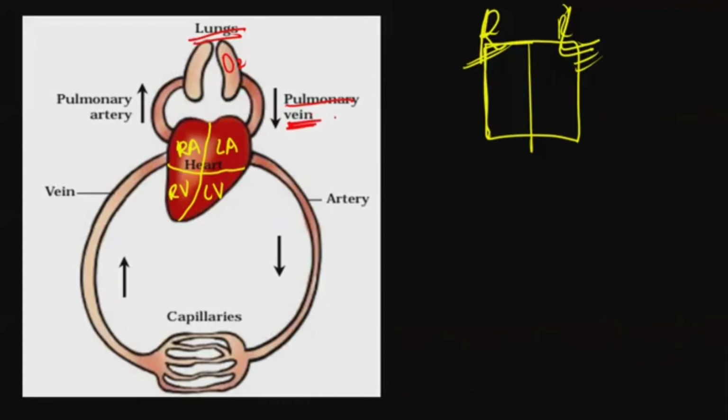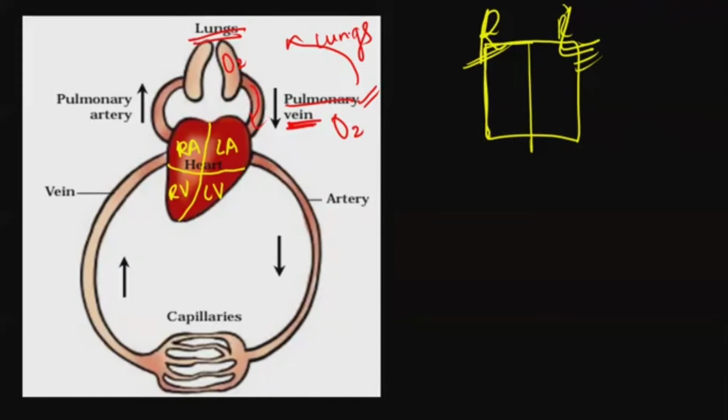But here it is going to be oxygenated blood. Pulmonary itself means something related to lungs. Now, because it is bringing oxygenated blood from the lungs, I will call it vein. Why vein? Because I'm bringing it towards the heart, but it is going to have oxygenated blood.